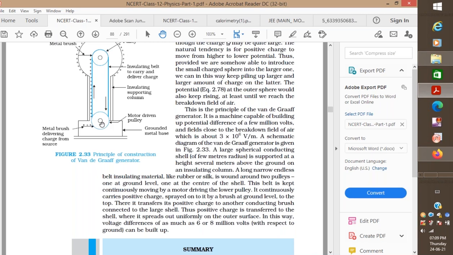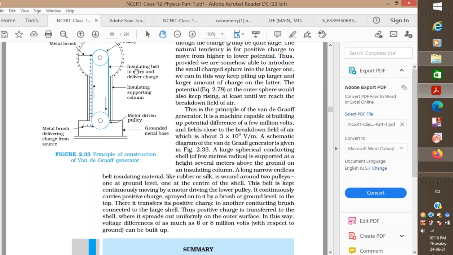So a long narrow endless belt of insulating material like rubber or silk is wound around two pulleys, one at the ground level, and one at the center of the spherical cell. Here, this belt itself actually acts as the small sphere. Here there is no small sphere as such.